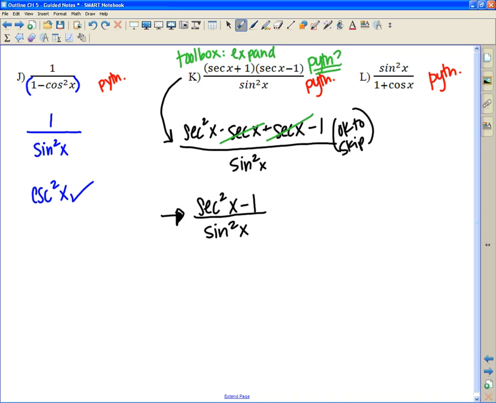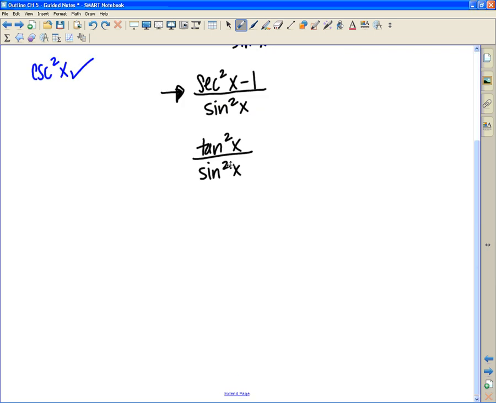This one's mandatory. Looking at this, I see a secant squared minus 1. I know it has to be a Pythagorean identity. I'm hoping secant squared x minus 1 is tangent squared x over sine squared x. And some of you guys will get really good at seeing what tangent squared over sine squared is. You might not even have to do very much work, but I am going to show some work here.